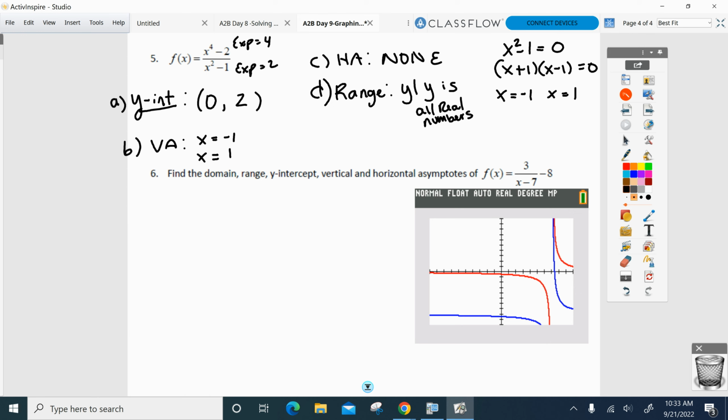Because think about it. The asymptote means you can't have it. So all numbers are in play. All numbers are in play. All right? Thanks.